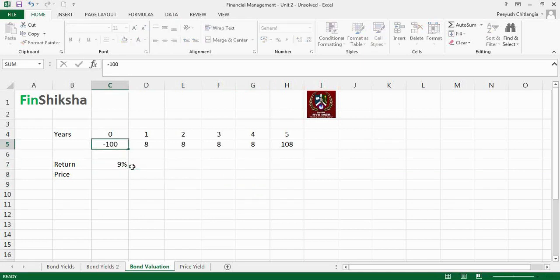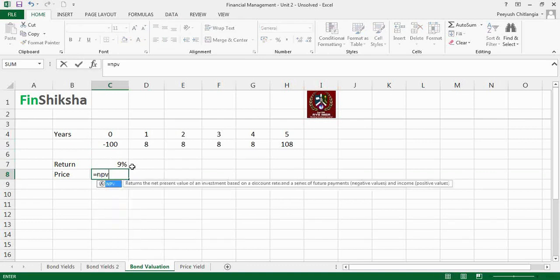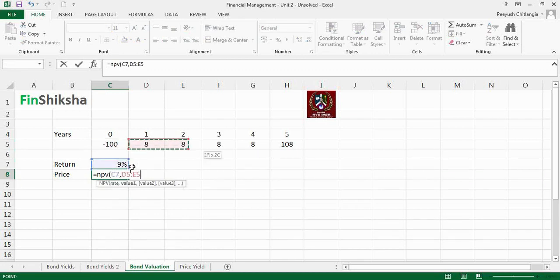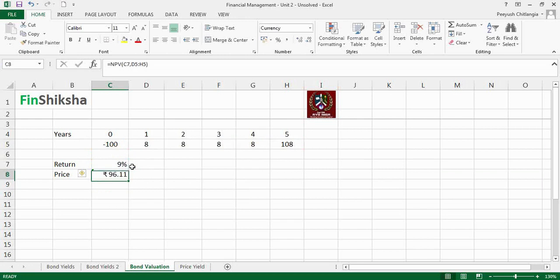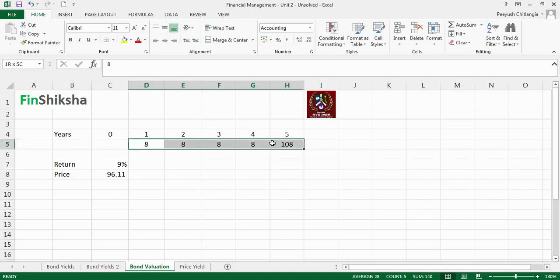And we're paying minus 100. So there are two ways to solve this. Either we find the NPV, or net present value, at 9%. Remember, NPV assumes that your first cash flow happens at the end of the first year, and you calculate this. If you want 9%, then you're going to pay 96.11. I don't need this minus 100 here because that's what we are trying to find. You need to pay 96.11 if you want a 9% return on this.